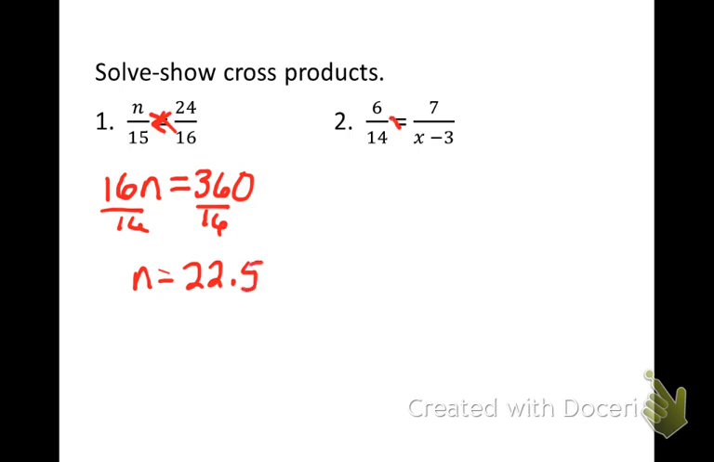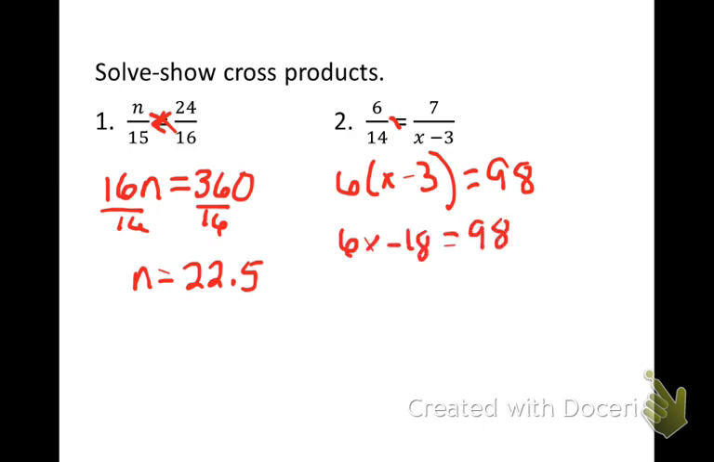Here, when you're taking what's diagonal, it's going to be 6 times the quantity, x minus 3. I would not advise trying to do that in your head, because many of you will leave out a step. And then 7 times 14, if you want to use your calculator for that, I guess you can. Now, I wouldn't use the calculator on this part, because you know we're distributing: 6x minus 18 equals 98. So now we need to show our steps in solving this equation, because it's not just divide like it was in that last one.